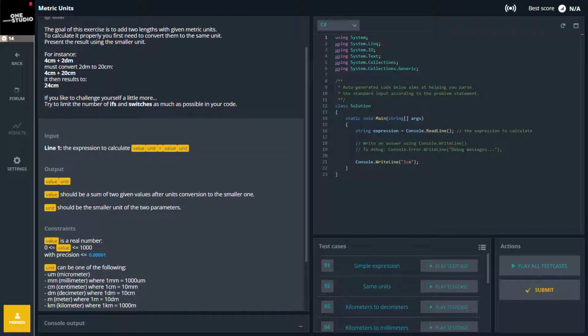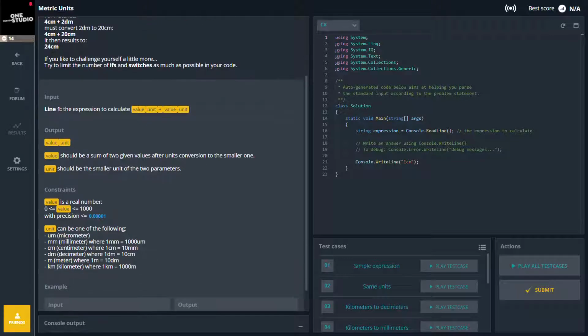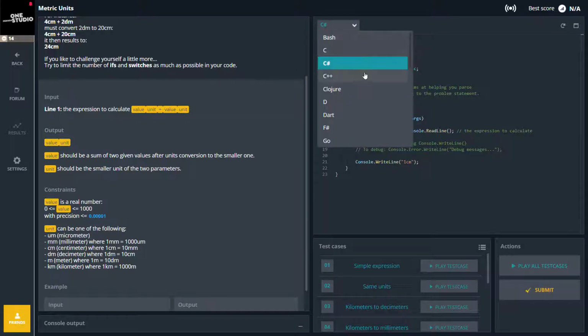So, for instance, 4 centimeters plus 2 decimeters, you must convert 2 decimeters to 20 centimeters. So 4 centimeters plus 20 centimeters, then the result will become 24 centimeters. If you'd like to challenge yourself a little more, try to limit the number of ifs and switches as much as possible in your code. I'm not going to do C#, I'm going to do Python.